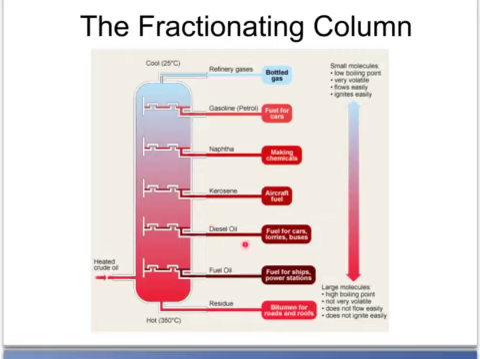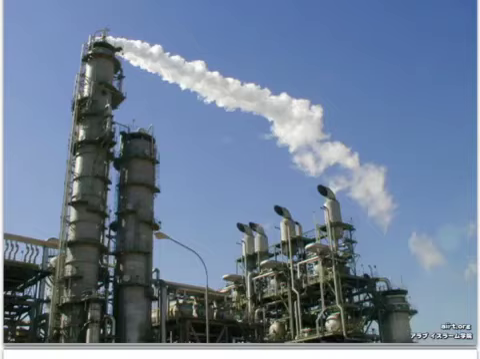Diesel oil, or as Americans call it, gas oil, which is used for fuel for cars and buses and so on. There's fuel oil, which is used for fuel for heavier machinery. And there's bitumen, which is made into tar for roads and for flat roofs. And this picture here shows the size of a fractionating column.